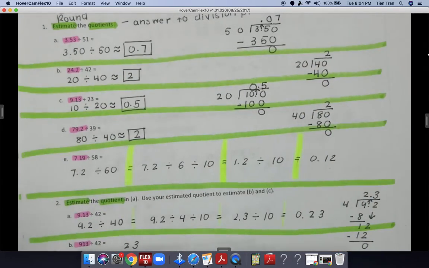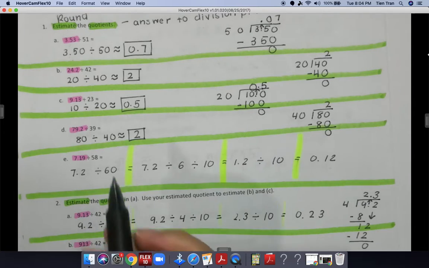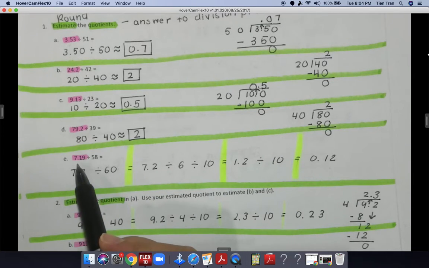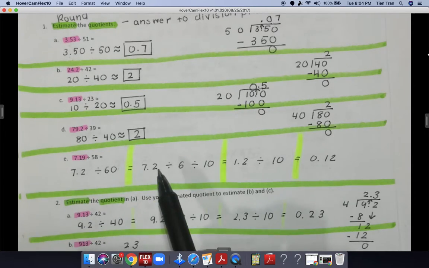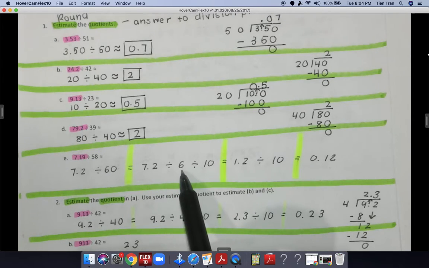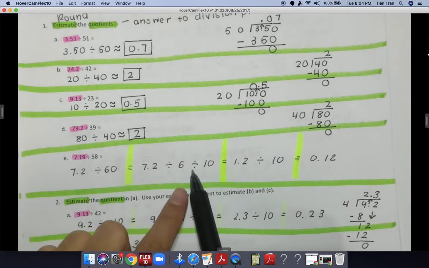They're not together. So we have 7 and 2 tenths divided by 60. I changed 7 and 19 hundredths to 7 and 2 tenths, and I changed 58 to 60. Now, I have 7 and 2 tenths divided by 6 divided by 10.